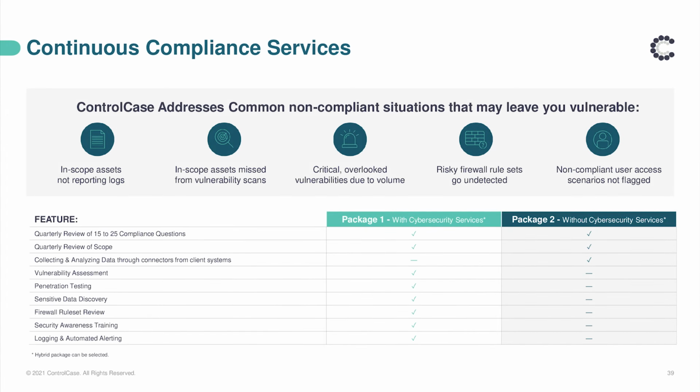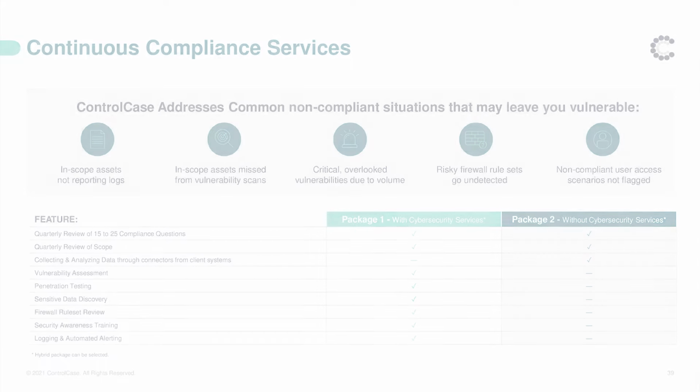Finally, we do have continuous compliance services, which is ensuring that we are looking at things not in a point in time, but over a period of time and auditing on an ongoing basis. For example, in scope asset, by any chance did they not get scanned? Was the scope right? In scope assets have suddenly stopped reporting logs in the middle of the year, right? That happens all the time. Are there firewall rule sets that go undetected that have crept in since the last compliance or certification? Have there been critical overlooked vulnerabilities due to the volume of assets and vulnerabilities that exist there? So continuous compliance really focuses on ensuring that compliance is an ongoing process and not a point in time process.